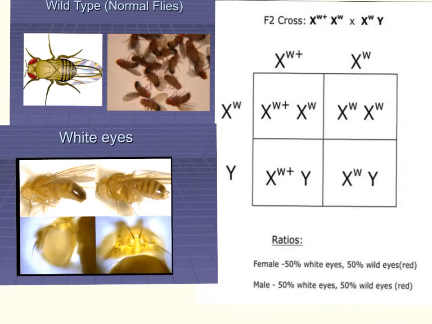Here we have the same type of situation crossing wild type with white-eyed. And so we would indicate our male, and our males here are going to be white-eyed. Now this is for a sex-linked trait. Here we have our cross where we have our white-eyed male right here and our wild type here. So this is a wild type female. We cross it and we would look at our results. We would expect our females to be 50% white and 50% red, and our males 50% white, 50% red.